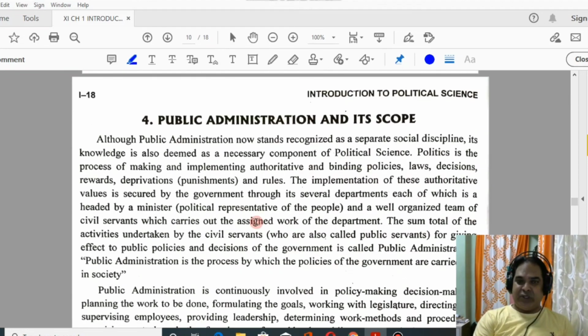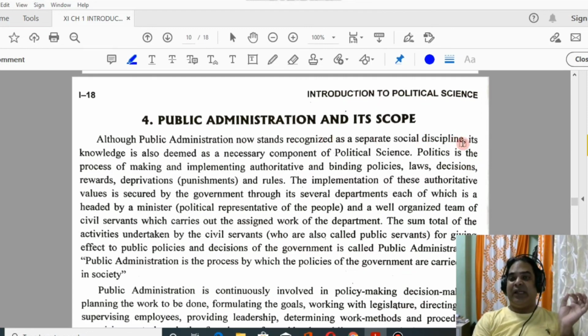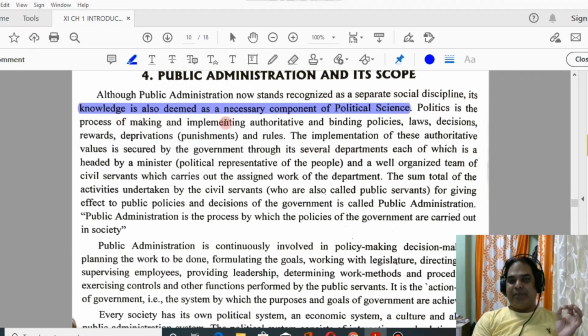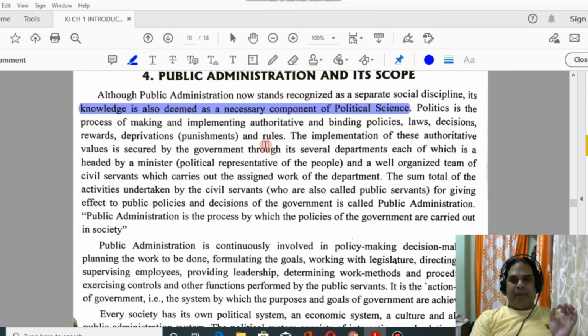What is public administration, and to what extent can we study the scope of public administration, which is also a part of political science? You can see here, public administration now stands recognized as a separate social discipline. Its knowledge is also deemed as a necessary component of political science. Its knowledge is also deemed a necessary component of the process of making and implementing authoritative and binding policies, laws, decisions, rewards, deprivations, and rules.